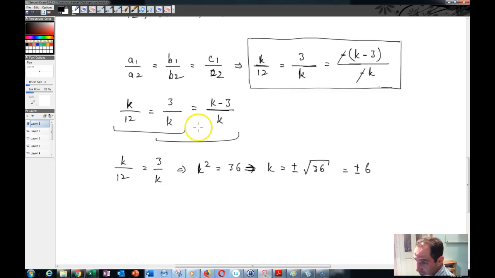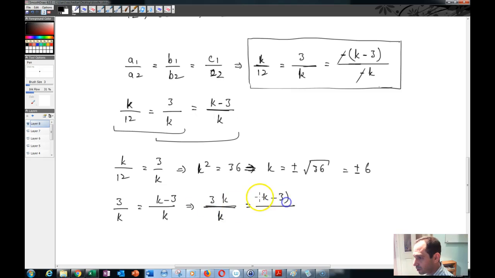But there is a second part to this equation, which is 3 to K is equal to K minus 3 over K. Then you can simplify this by getting rid of K from the denominators, meaning that you can simply multiply both sides of this equation by K, so you write this as 3K over K is equal to K minus 3 times K over K, and then you can simplify these two, and you'll be left with 3 is equal to K minus 3. So over here K is equal to 6.